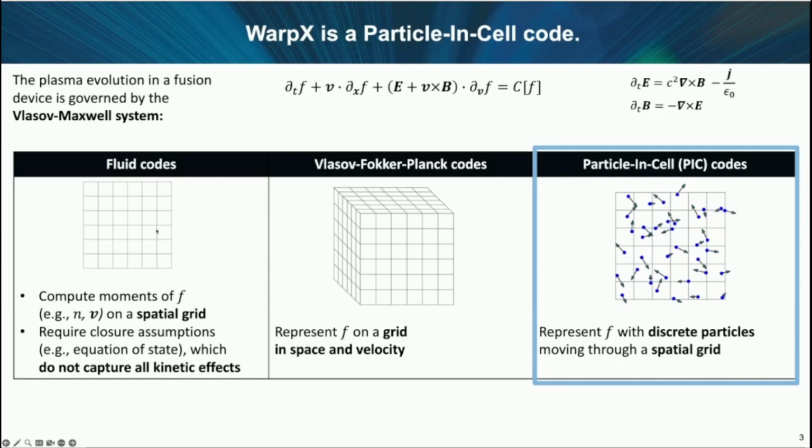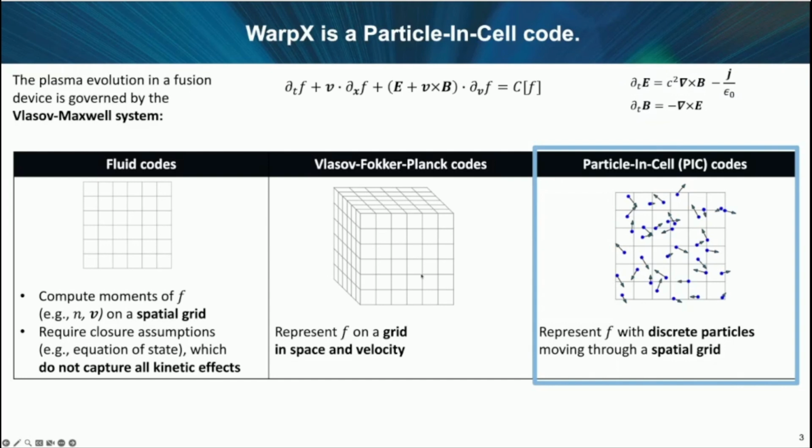One is fluid codes that compute moments of f, the distribution function. So for instance, the density and the velocity on a spatial grid, but they require closure assumptions which may not capture kinetic effects. To capture kinetic effects, you need either a Vlasov-Fokker-Planck code or a particle-in-cell code.